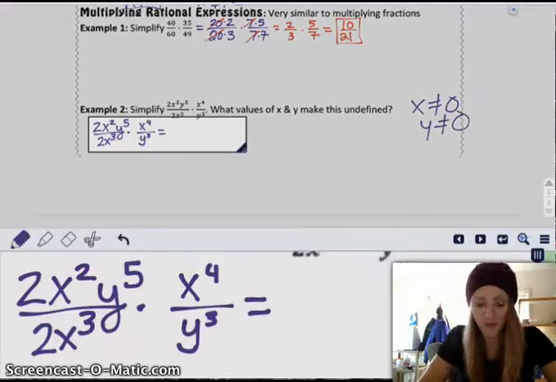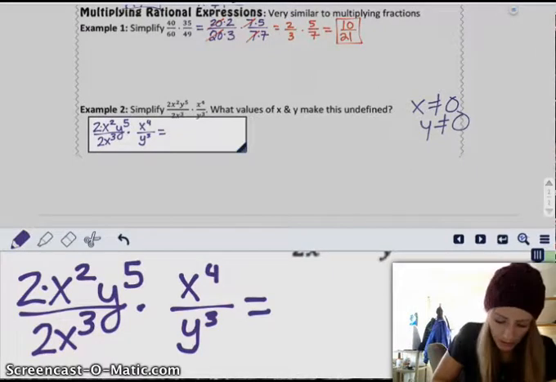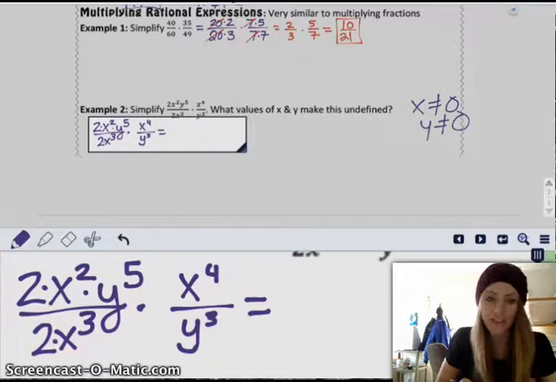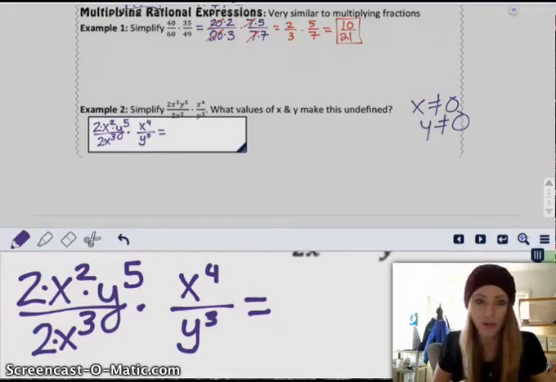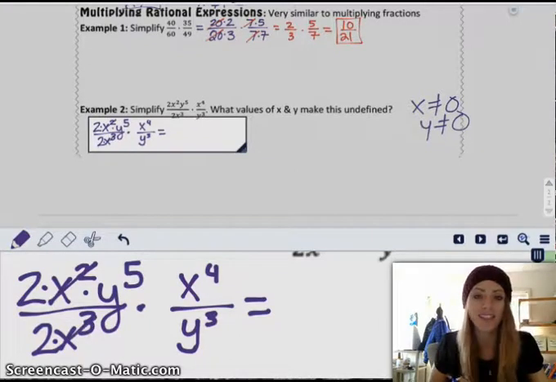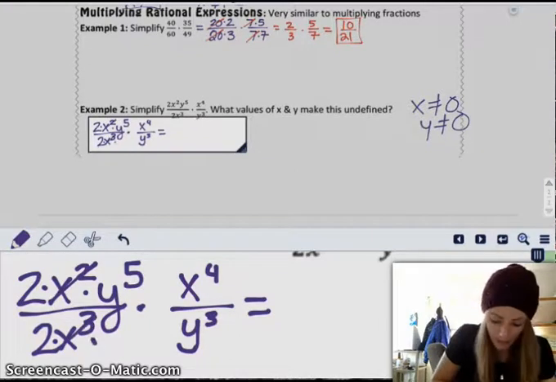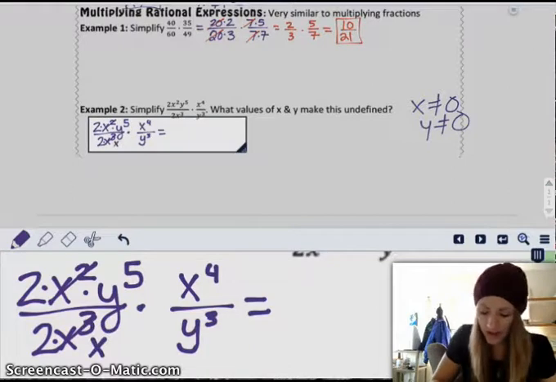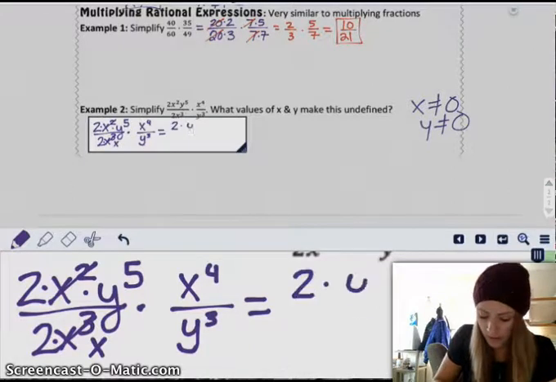Alright, so I look at my first fraction and I see an x squared and an x cubed. And since everything's multiplied, I can cancel out 2 of the x's from the numerator and denominator. So an x squared I cancel out of the numerator, and in the denominator, since I have x cubed, I'm left with 1 more x. Okay, so then I have a new problem, 2 times y to the 5th all over 2x.